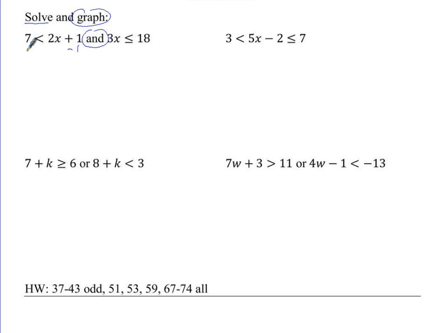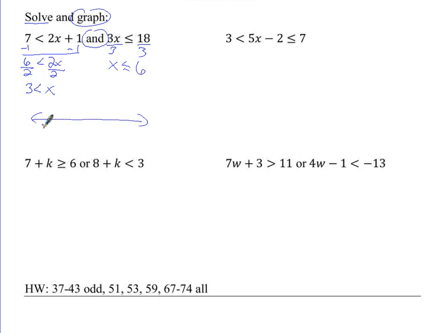I'm going to get x by itself by subtracting 1 from both sides, and I have 6 is less than 2x. And now to solve for x, we divide both sides by 2. 3 is less than x. Great. On this one, I have 3x is less than or equal to 18. Pretty easy to get x by itself here. x is less than or equal to 18 divided by 3, which is 6.